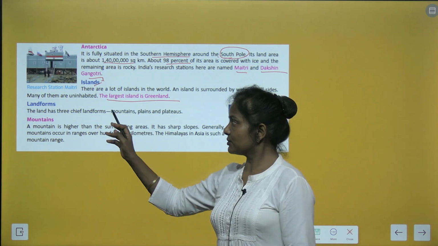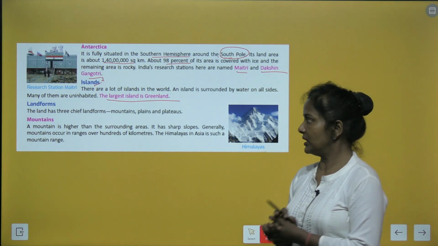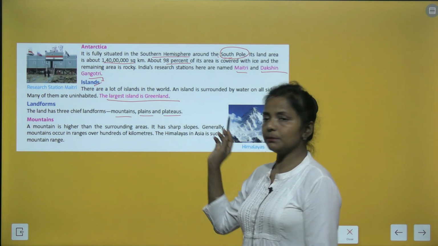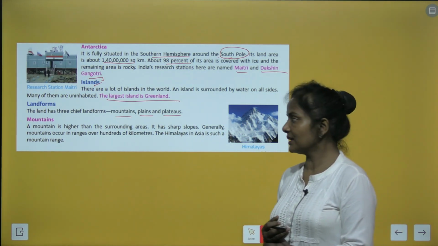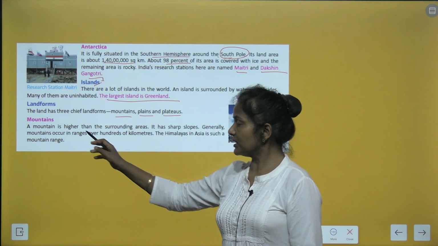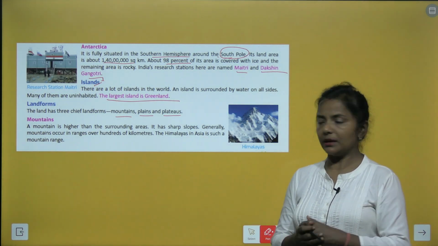Landforms. The land has 3 chief landforms. अब land के कितने landforms हैं? 3. Mountains, plains and plateaus. Now let's read about them. इनके बारे में पढ़ते हैं. Mountains. A mountain is higher than the surrounding area. Surrounding area से ऊंचा होता है mountain.